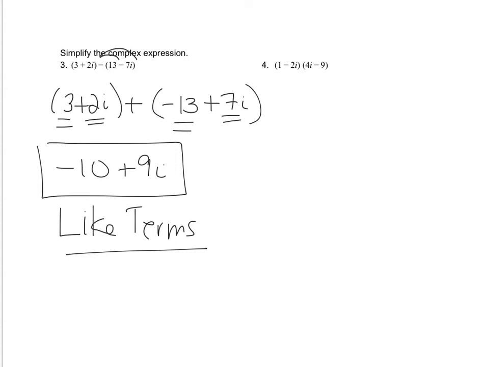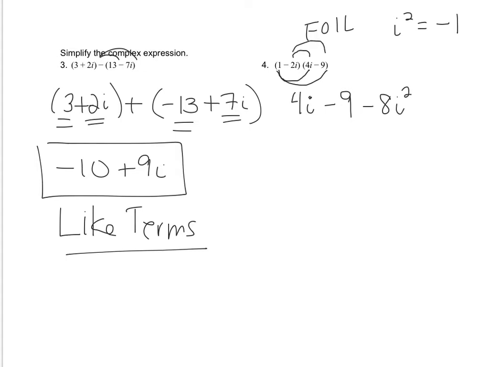All right, let's look at number 4. 4 is multiplication of two complex numbers. We have 1 minus 2i, 4i minus 9. So when I have this, I will typically FOIL. And remember that i squared, if I ever get that, i squared is negative 1. So if I FOIL, 1 times 4i is 4i. 1 times negative 9 is negative 9. Negative 2i times 4i is negative 8i squared. Negative 2i times negative 9 is plus 18i.